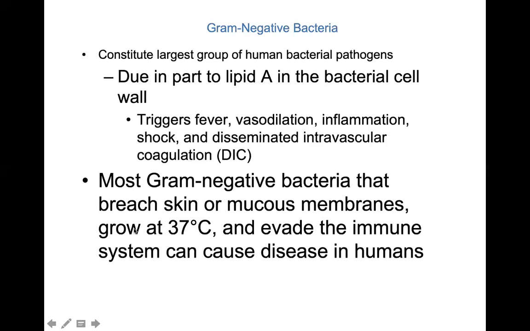All right. Most gram-negative bacteria that breach the skin and mucous membranes grow at 37 degrees. So remember, this has to breach, a cut, has to get in your mucous membrane somehow. It grows at 37 degrees Celsius, which is your internal body temperature, and can invade the immune system and cause disease in humans. Some of these we're going to see want to trick your macrophages and monocytes and some of your neutrophils to literally engulf them. They want that to happen because the immune system can't really touch them very easily. And now they can travel anywhere they want and get off the Uber whenever they want to.